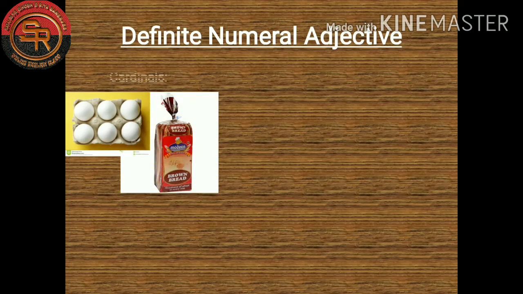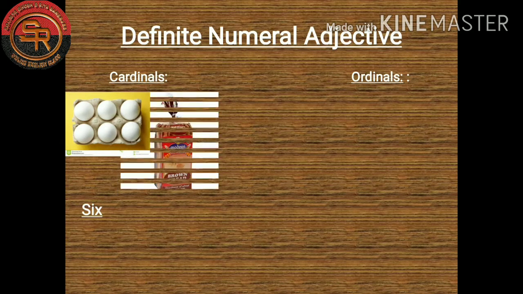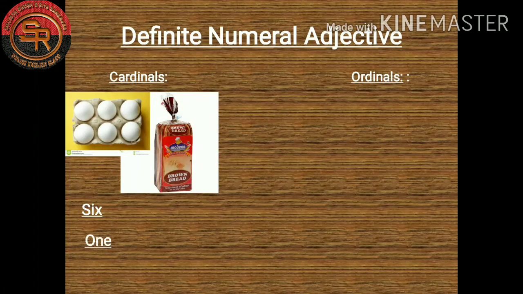So let's look. Here you can see eggs and a packet of bread. These are cardinal numbers. Next we have ordinals. Let's see, how many eggs can you see there? 6 eggs. So the word 6, 1 packet, so 1. And similar words like 2, 3, 5, 100, 10. These are the words that can be used before nouns which are countable. So you can definitely count how many eggs you have or how many packets of bread you have.